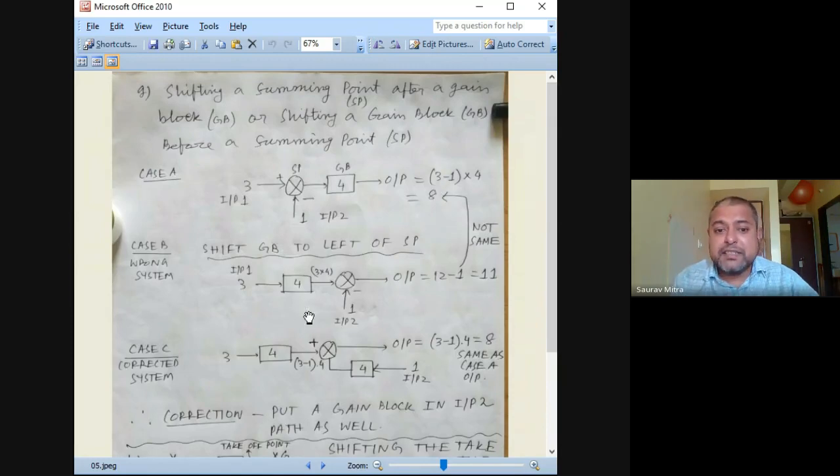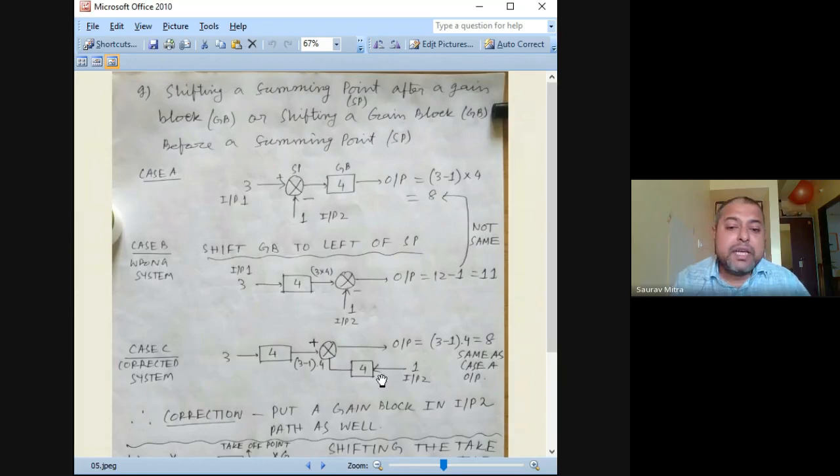But here in this case, this 1 is coming at the output directly. So this 1 multiplied by 4 thing is not happening. The 3 multiplied by 4 thing is happening in this case, but 1 multiplied by 4 is not happening. And that's why in the previous case the output was 8, and in this case the output is 11.